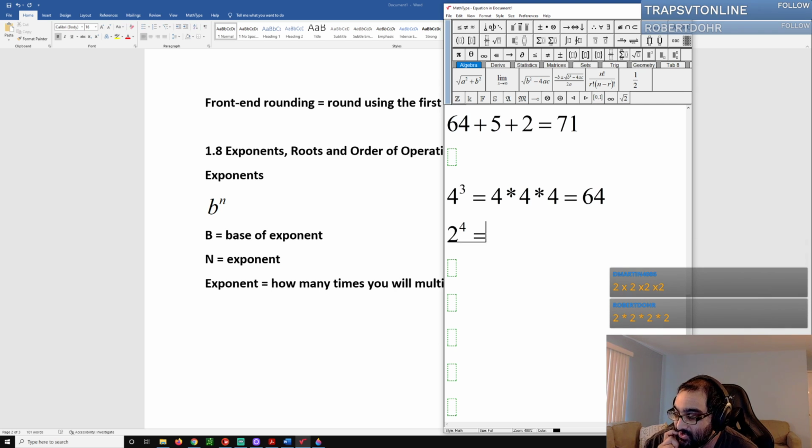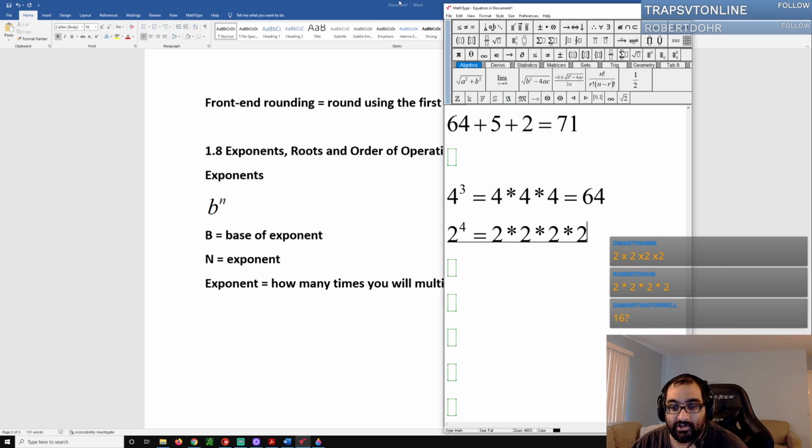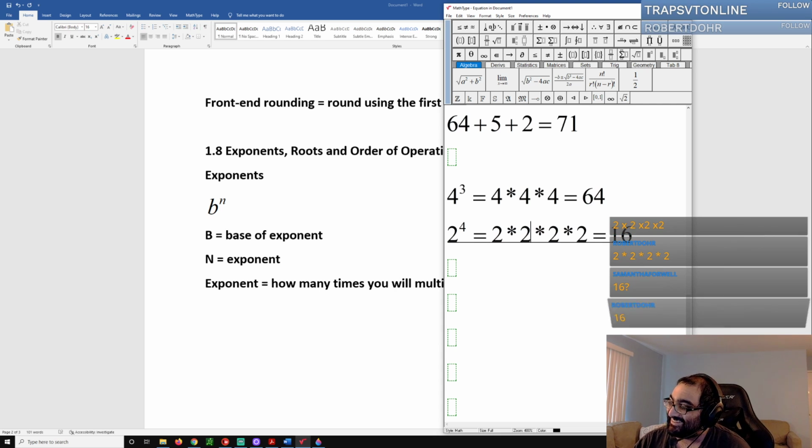Okay, looking good. So we get 2 times 2 times 2 times 2. So we're multiplying 2 by itself 4 times. Now that, I agree, Samantha, is indeed 16. Absolutely right. So 2 times 2 is 4, 4 times 2 is 8, and 8 times 2 is indeed 16. Spot on. Nicely done, everybody.